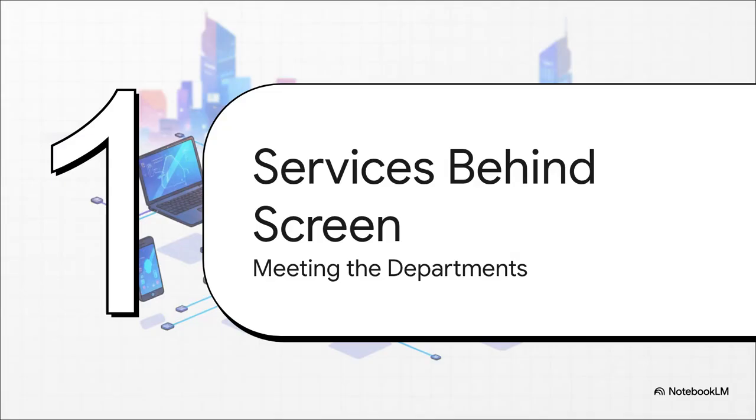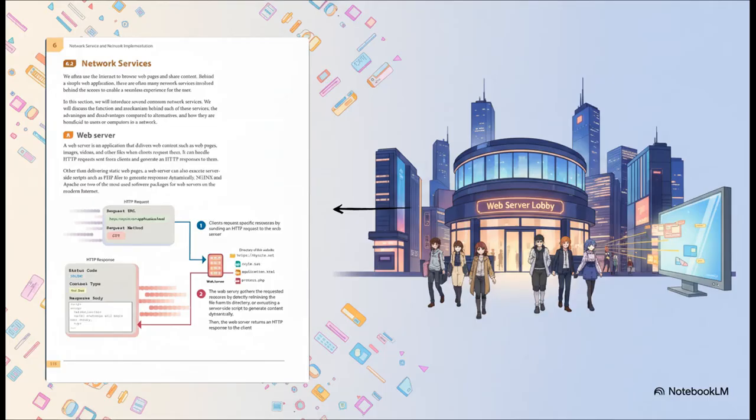Okay, so we found the right office, thanks to our port number. Now it's time to actually open the door and meet the departments that are doing all the hard work. These are the network services and servers. First up is the department you visit most often, the web server. You can think of this as the building's public-facing lobby and reception desk. When you type a website into your browser, you're really just sending a request to a web server. It then gathers up all the pieces of that page, the text, the images, the code, and sends it all right back to your computer to be displayed.